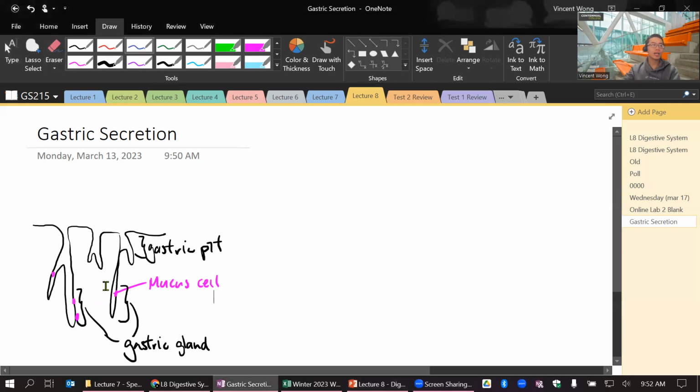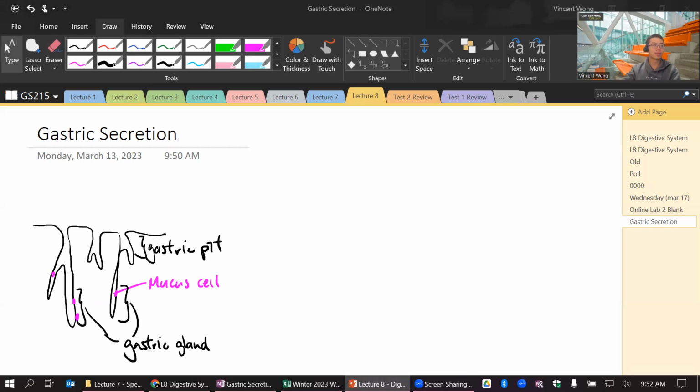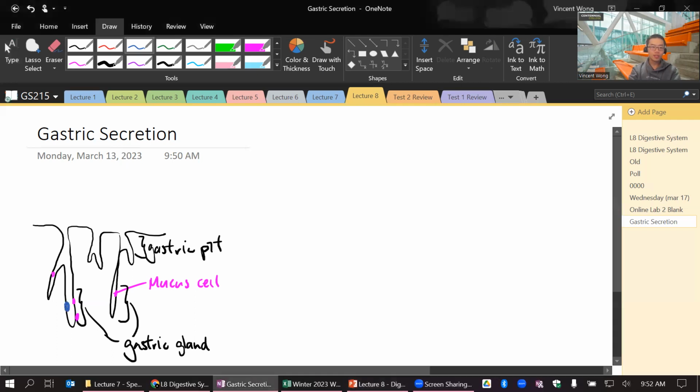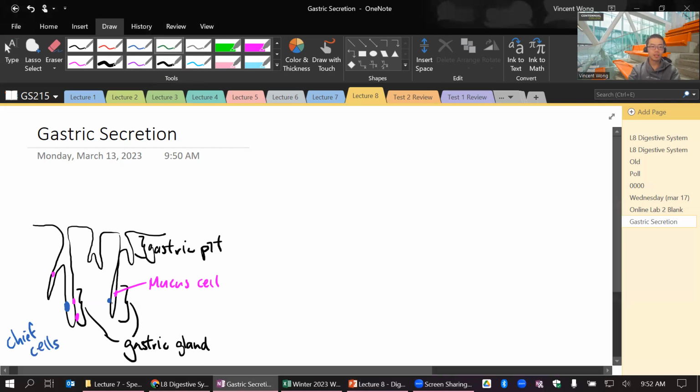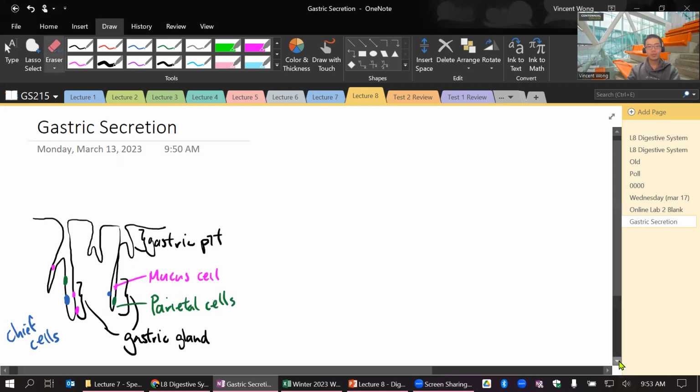Now there are two other types of cells that we're going to look at. We have the chief cells. It doesn't really matter if you draw them or not, I'm just trying to show you that they're there. So there are the chief cells, and then there are the parietal cells. What do they do?